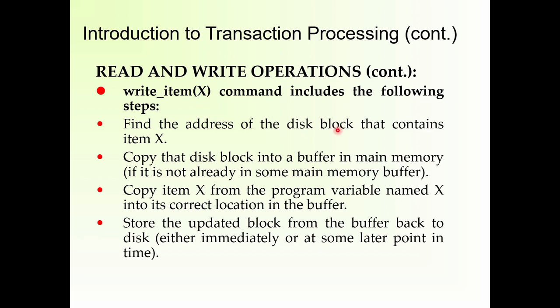It checks for the address of the disk block which contains this item X and copies that disk block into a buffer in main memory, if it is not already in some main memory buffer. If it is already in the buffer, it's okay. Otherwise, from the disk block address it is copied into the main memory buffer, a temporary buffer. Then copy item X from the program variable named X into its correct location in the buffer. So whatever new value is written for this item X is updated in the buffer memory variable. Then store the updated block from the buffer back to disk.